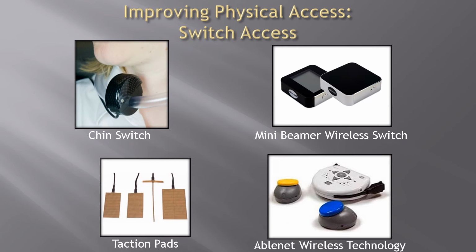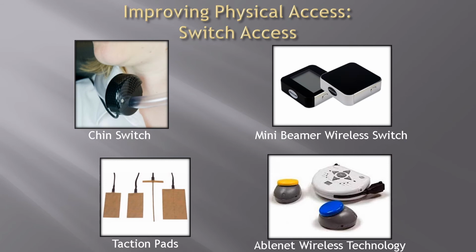The Taction Pad at the bottom left is a unique kind of switch system. They have a sticky-backed sticker type configuration that you would attach to or wrap around an object like a ball or favorite toy. Then that item becomes the switch and is activated whenever it is grasped.